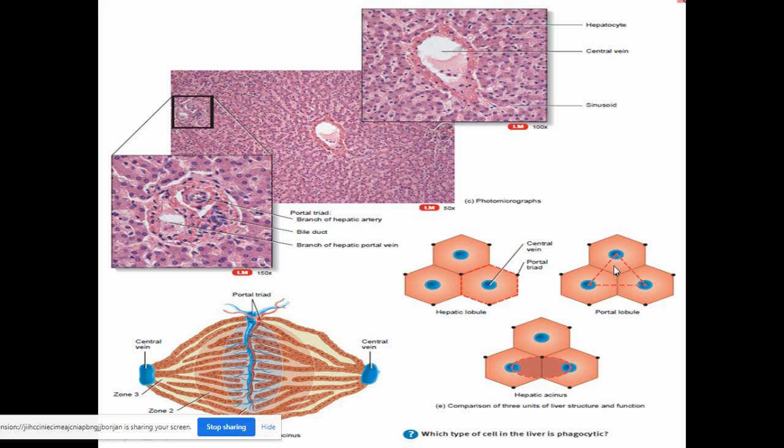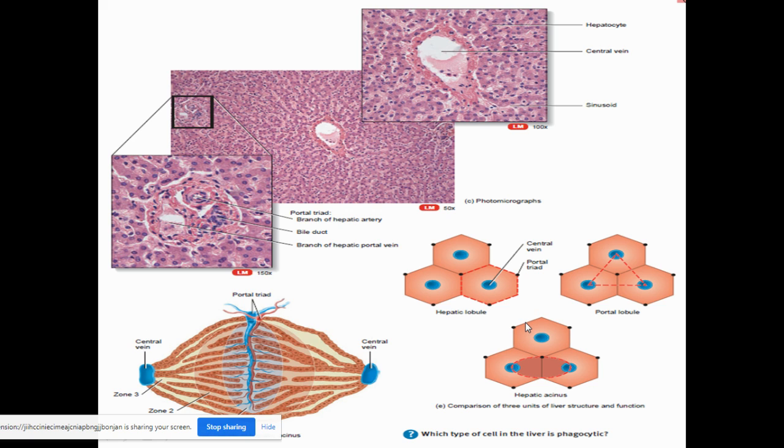So the portal triad. What is present in the portal triad? It is the bile duct, hepatic artery, and the hepatic vein that are present in the portal triad. According to this theory, this portal triad is connecting the central veins of three adjacent hepatocytes. See, one, two, three, connecting the three central veins of neighboring hepatocytes.